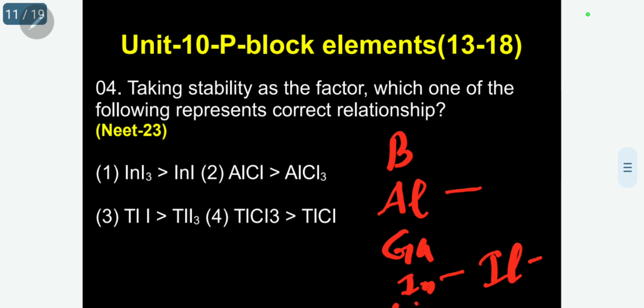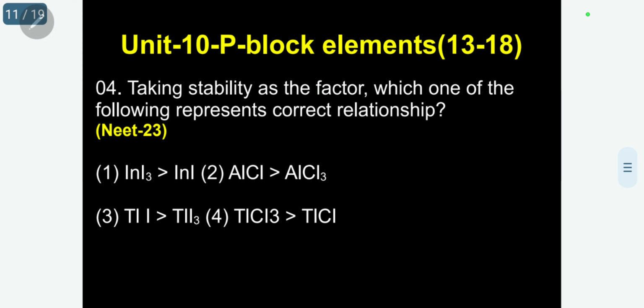So if you take the lower members, indium and thallium are lower members. Here thallium is given, and indium is given. But InI3 being more stable than InI is wrong. So only possibility 3 may be the correct answer. Thallium I is more stable than thallium I3, based on the explanation I have given so far. So let us see the answer. Answer 3 is the correct answer.